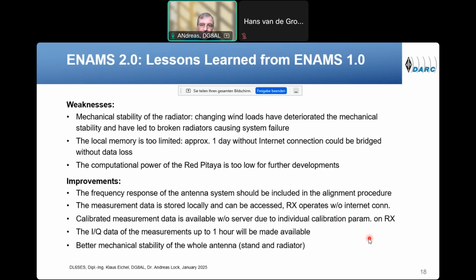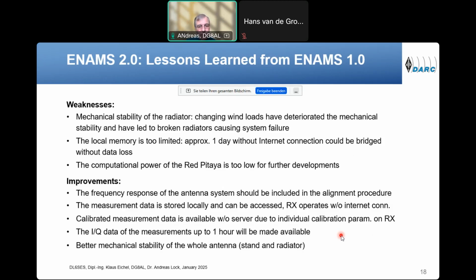Now with ENAMS 2, we have local storage and the measurement data can be stored locally, and the RX operates without internet connection and also can be operated without access to the server, because the calibrated measurement data is also available on the station. And we will also have the IQ data for about 1 hour for people who want to do their own evaluations and their own experiments with the IQ data.